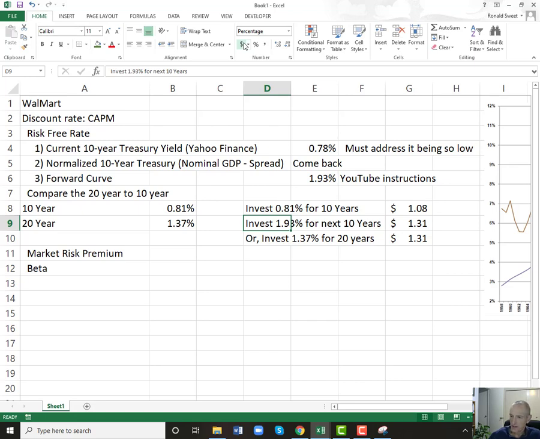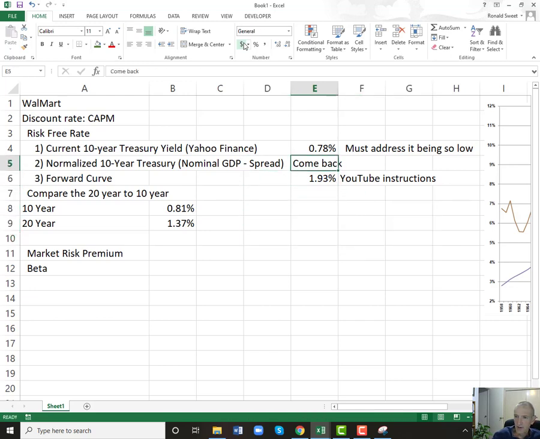Now I know there are other theories, the liquidity preference theory and the inflation risk premium theory. But right now you can execute that. You could buy the 20-year, short the 10-year, and you would lock in a 1.93% return for years 11 through 20. So I'm going to use this last approach, 1.93%. We'll come back to the normalized approach and see. So there it gives us our risk-free rate. That should take you a few paragraphs to explain. Even if you just use the current Treasury, you still have to talk about it.